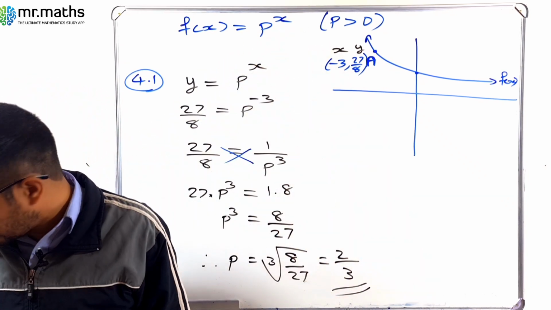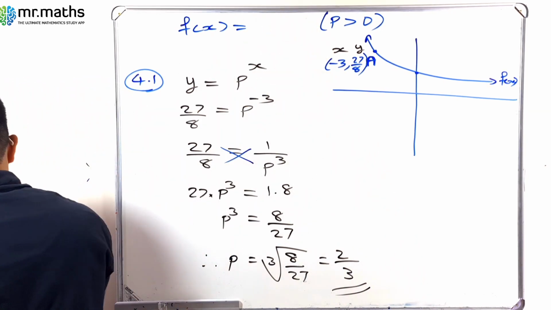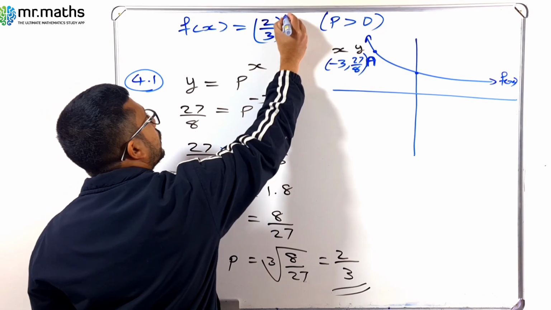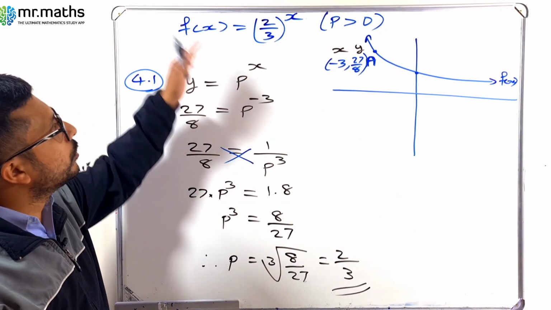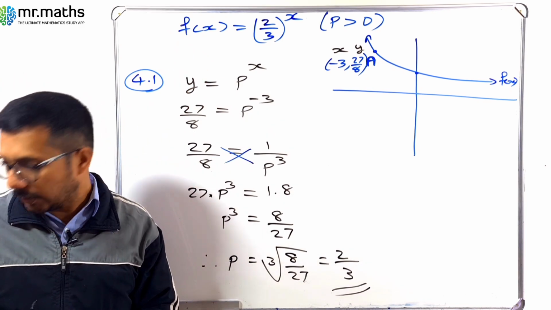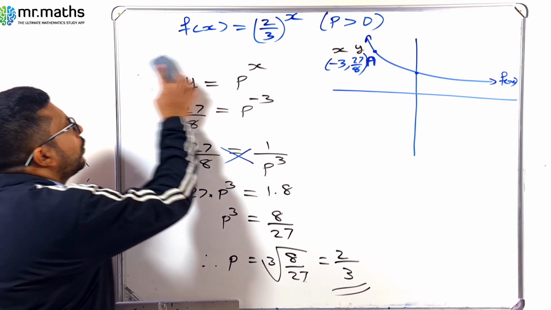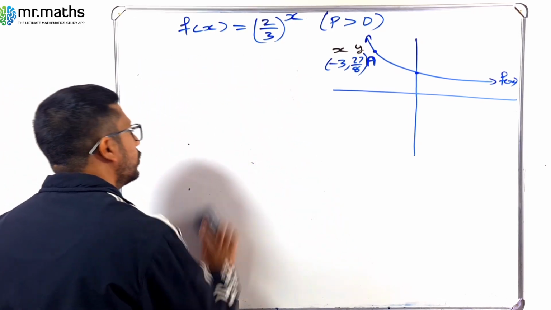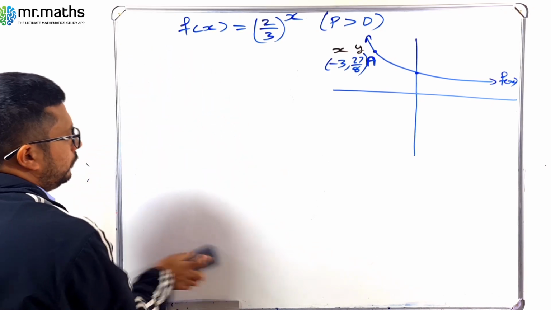So let me write that one there. Therefore f of x is 2 over 3 raised to x, because now we know the value of p is 2 over 3. Okay, so that is question number 4.1. Now let's move to the next question, question number 4.2. So what is question number 4.2?